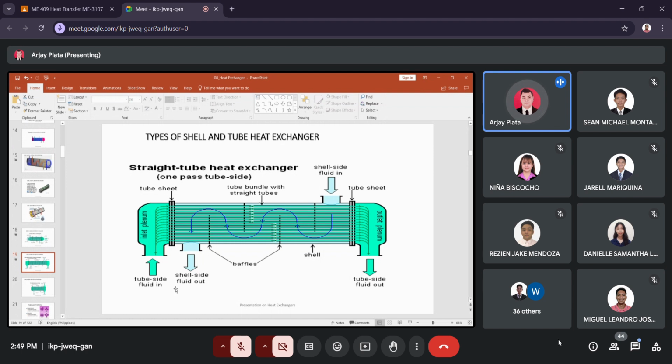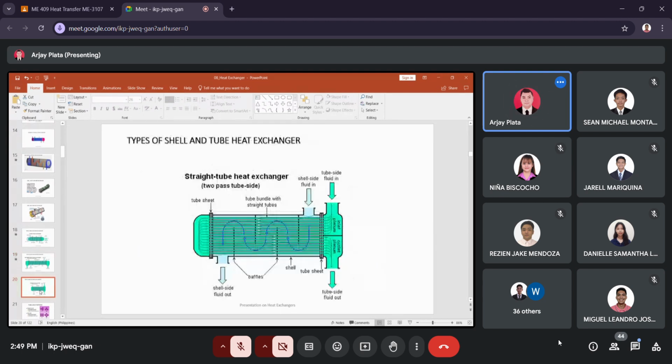So the flow is also a counterflow because of the opposite direction of the tube side fluid coming in and the shell side fluid coming in. So this one is a two-pass tube side straight tube heat exchanger. It's a straight tube, but it has a partition. So it's two-pass on the channel.